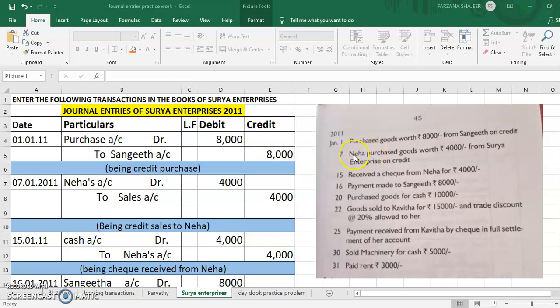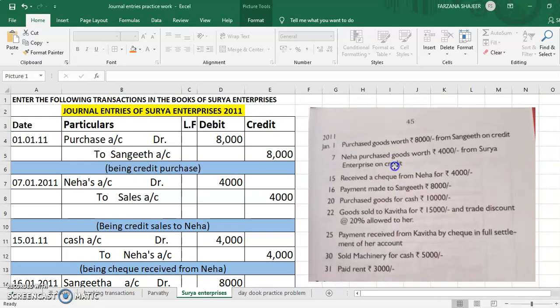Hi everyone. Now we're going to do a question of entering the following transactions in the books of Surya Enterprises. The question is given here. I'll just read out the question.